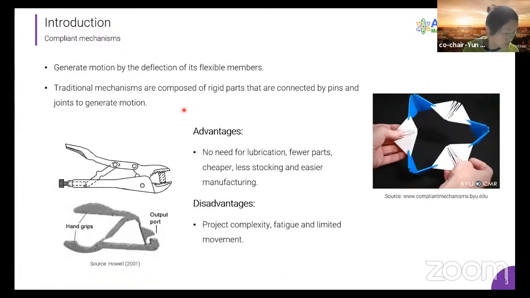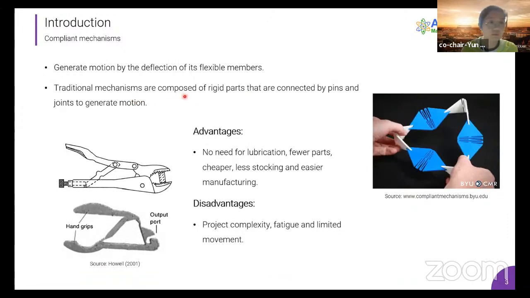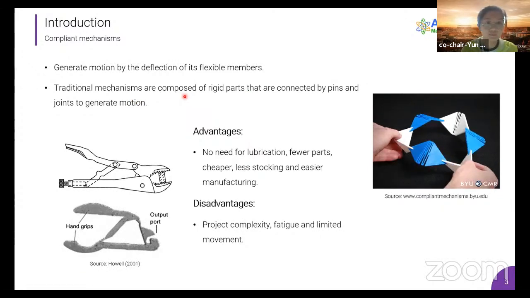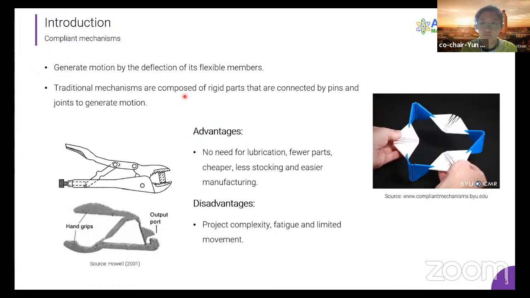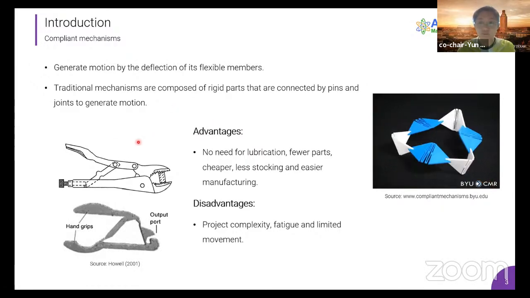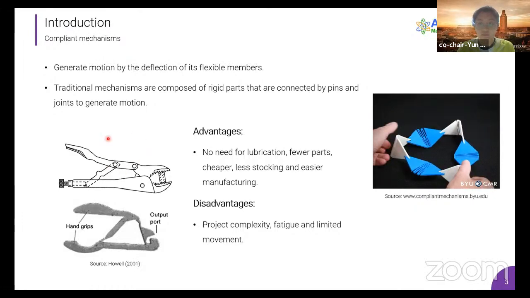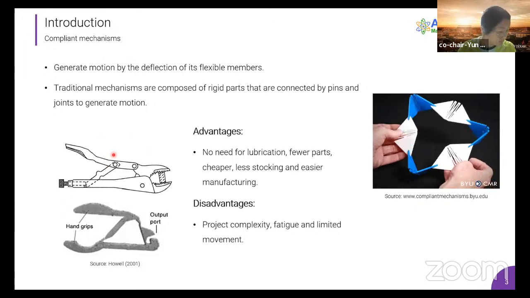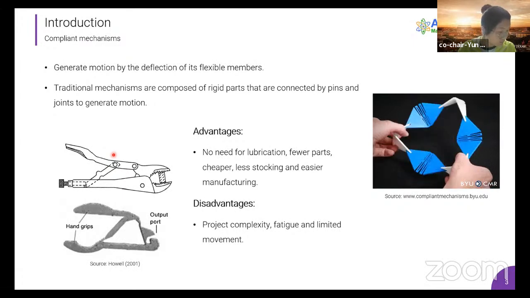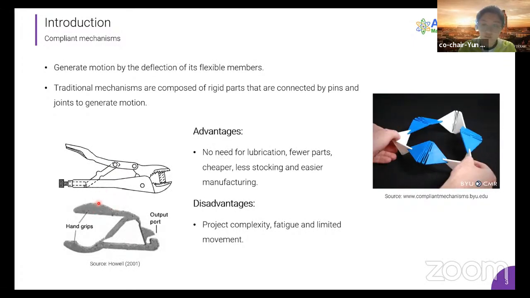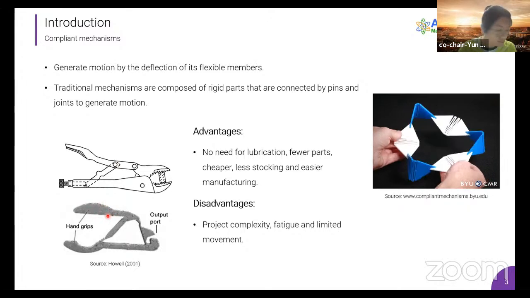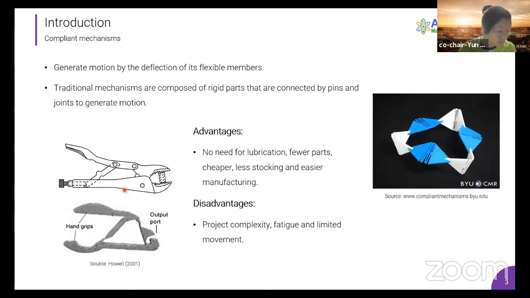Compliant mechanisms generate motion by the deflection of flexible members. On the other hand, traditional mechanisms are composed of rigid parts that are connected by pins and joints to generate motion. Here on the left, there is a picture of the difference between these mechanisms, where on the top the traditional mechanism has several pins and joints, and it's composed of at least 10 parts, and on the bottom the compliant mechanism is a single 3D printed structure, and they perform the same task.